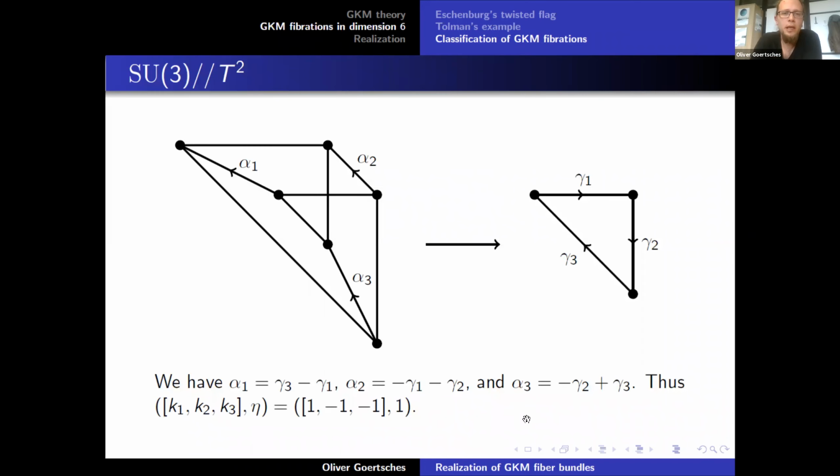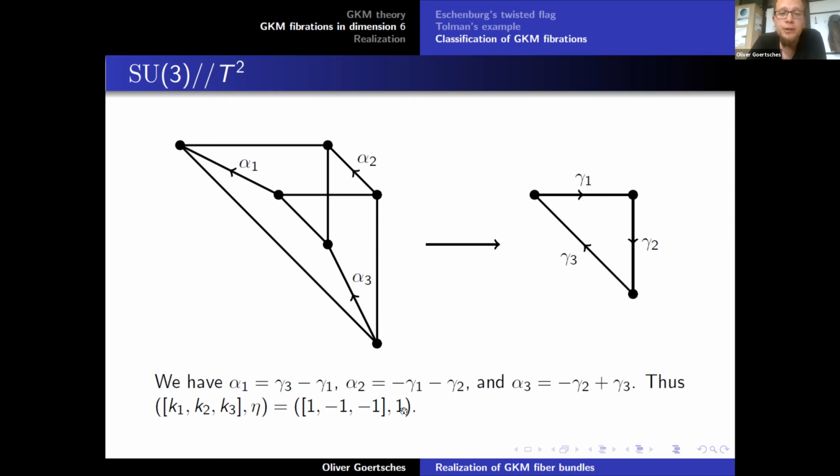Right, so here is the Eschenburg flag again. I look at one of these fiber weights, say alpha_1 here, and I write it as a linear combination of the adjacent base weights. So we see alpha_1 is gamma_3 minus gamma_1. And I can do the same for the other fiber weights here. And from this, I can directly read off these numbers k_i. And the graph is of twisted type, so I put a 1 here.